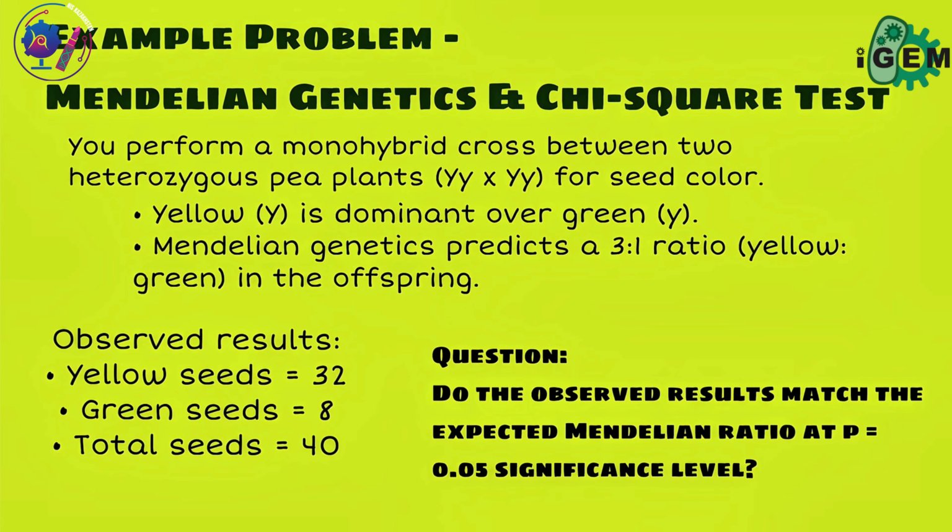So here are the observed results: 32 yellow seeds, 8 green seeds, and 40 total seeds. So here's the question. Do the observed results match the expected Mendelian ratio at the p equals 0.05 significance level?